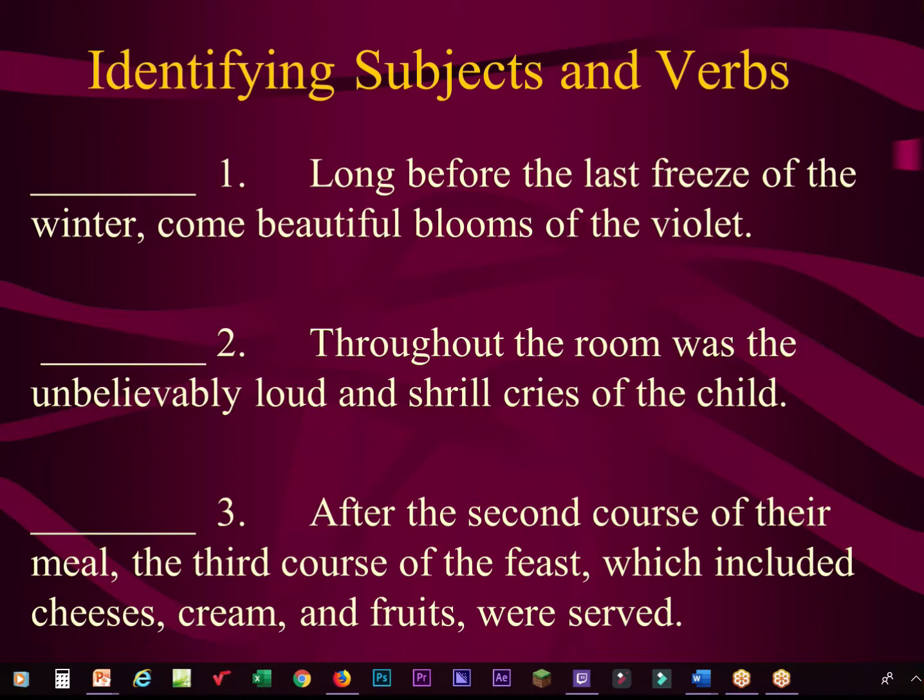Take a look and see if you can find the subject. All right, then we mark out the prepositional phrases throughout the room. Remember, was that verb that we just looked at. And then of the child is another prepositional phrase that we mark out. And then we know that was is our verb because we memorized it. And if you're not sure what the subject is, just say, what was? And you would see that the cries is what we're talking about.